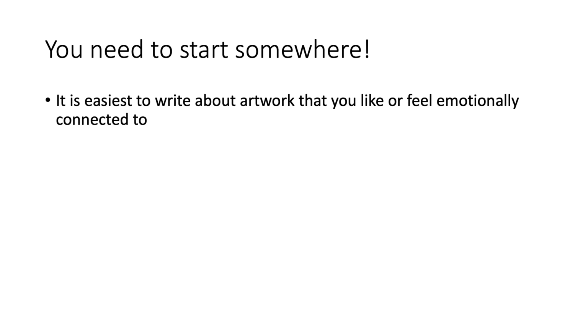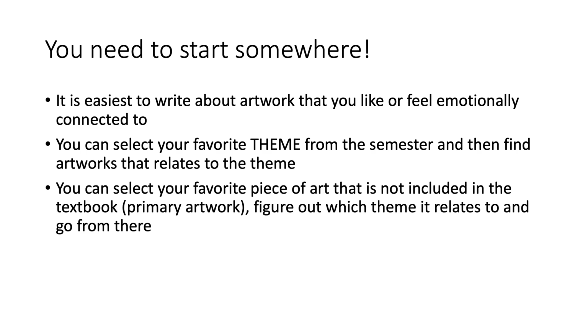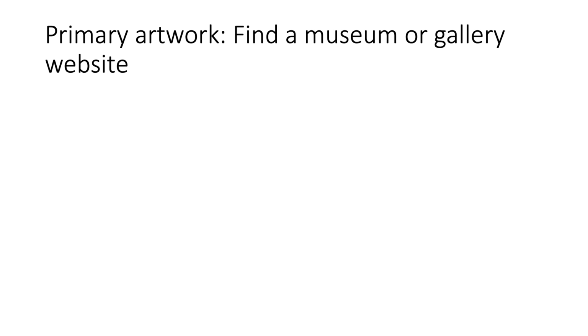You need to start somewhere. It is easiest to write about artwork that you like or feel emotionally connected to, rather than just picking something at random. You can select your favorite theme from the semester and then find artworks that relate to the theme. Or you can select your favorite piece of art that's not included in the textbook, your primary artwork, figure out which theme it relates to, and go from there. Or you can think about your favorite artwork from the textbook, your secondary artwork, and then look for a primary artwork that relates to that.